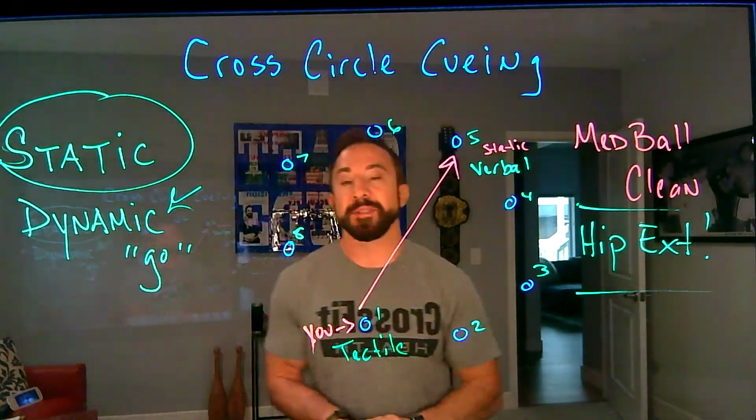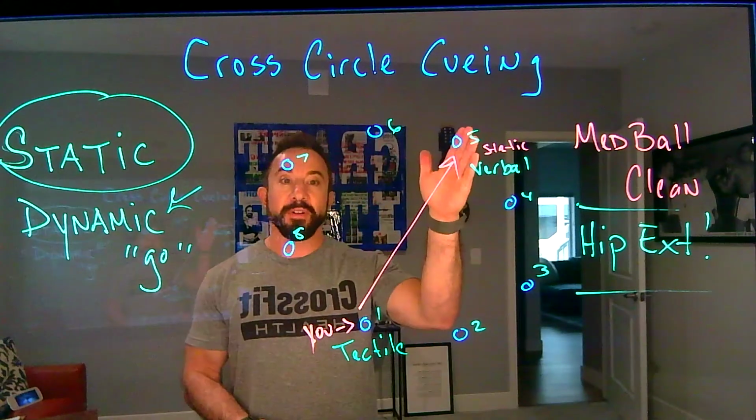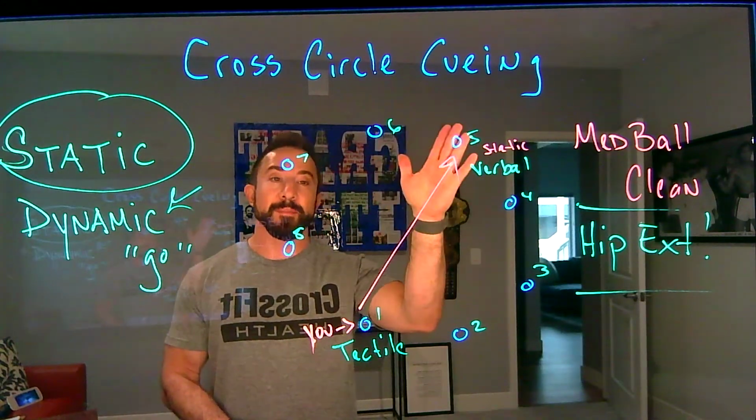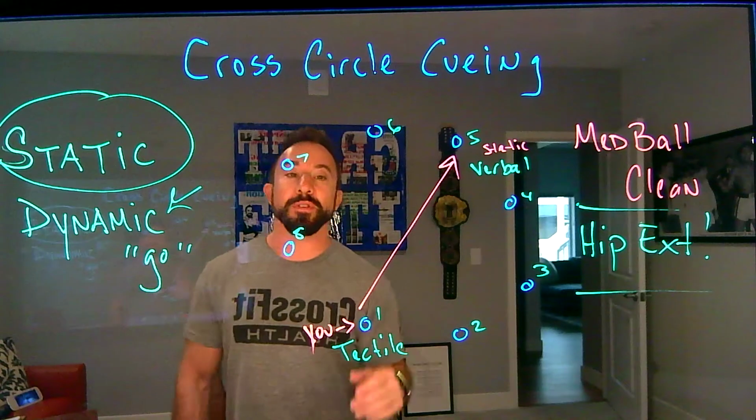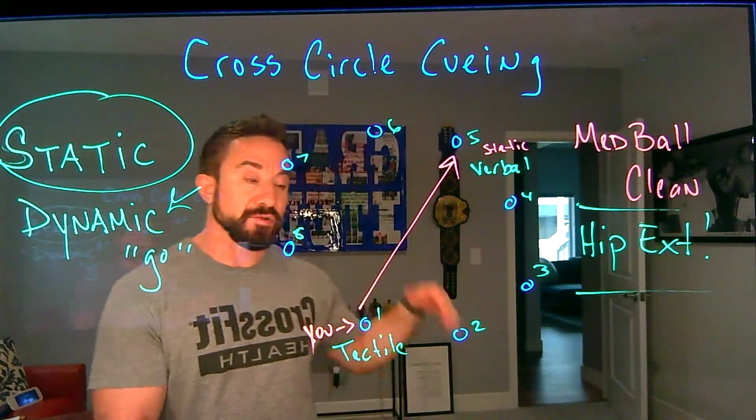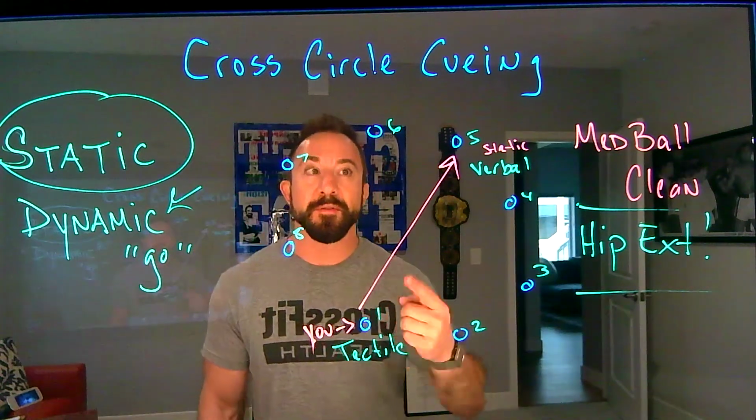Now, they didn't open their hips. Think about what a tactile cue can be. Put your hand behind their shoulders. Hey, I need you to pull your shoulders back to my hand on this next rep. Cool? Then you're going to be there for the next rep.